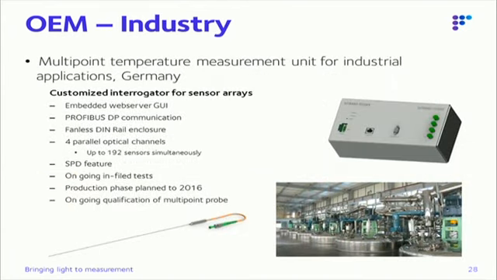Another application now for industry. Again, a company in Germany that has developed a system for monitoring temperature in chemical reactors. So the objective is to have probes. In this case, we are qualifying the probes with 15 sensors, but they want to go much higher, around 40 sensors per probe. And the measurement unit is already being tested on site. We expect to start producing this as OEM next year.